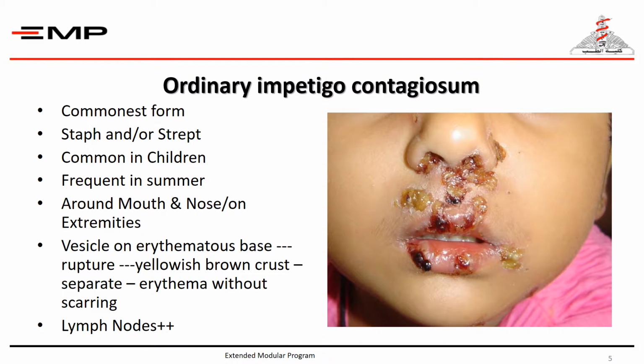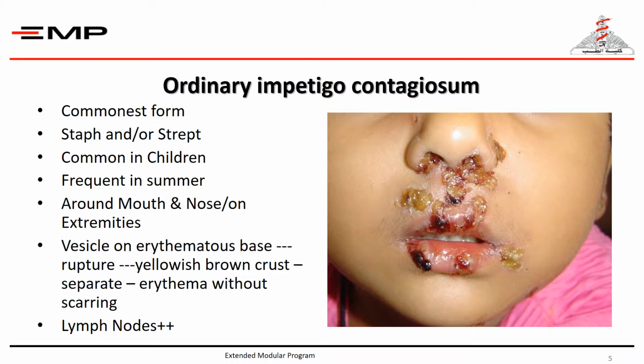Let's start with ordinary impetigo contagiosum. This is the commonest form, and it is caused by Staph and/or Strept. It is common in children, and it's frequent in the summer, and it can be seen either around the mouth and nose or on the extremities.